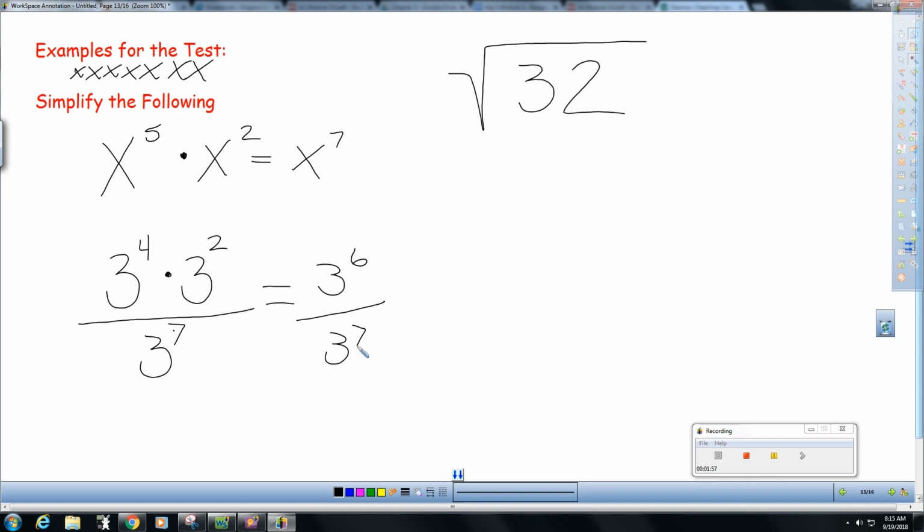Okay? So what happens when you divide like terms? What do you do to the exponents? You subtract. So that is 3 to the negative first, but that's not how we normally write things in math. How would we write that? 1 over 3. And if you want to have a 3 to the first, that's totally fine.